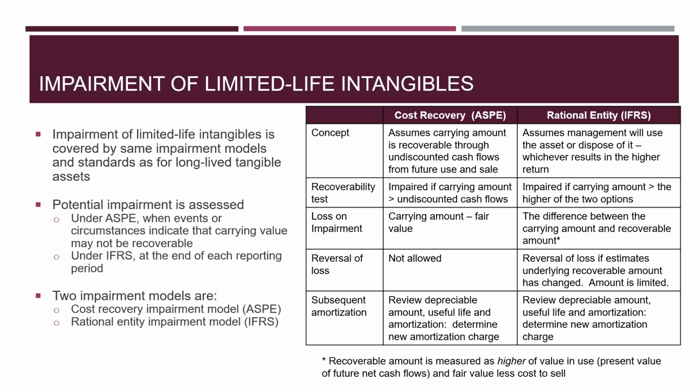So the two impairment models that we have available: under ASPE, we have the cost model or the cost recovery impairment model. Under IFRS, we use the rational entity impairment model. So conceptually then, your cost recovery model is assuming that the carrying amount is recoverable through undiscounted cash flow for future use and sale. Whereas your rational entity is assuming that management will use the asset or dispose of it, whichever results in higher returns.